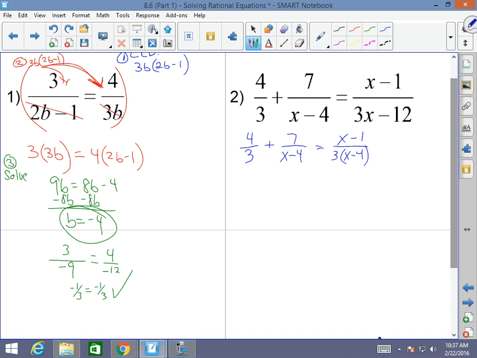Now, what's my LCD, boys? There it is. 3 times x minus 4. Fantastic. Excellent job. Now, next step. We're going to multiply everything by the LCD of 3 times x minus 4. When I multiply it to 4/3, who goes bye-bye? Who's left over? So you got 4 times x minus 4.